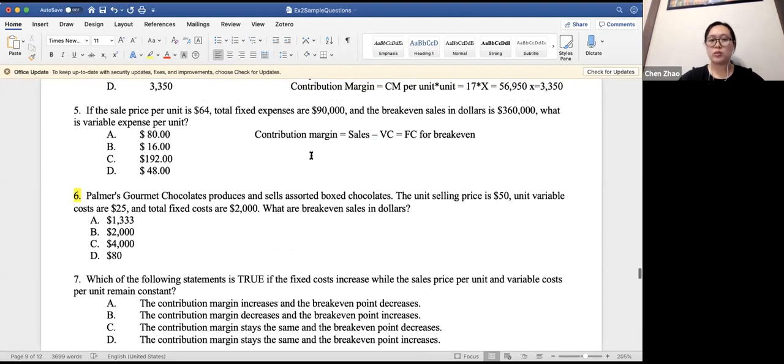So what is sales? Break-even sales, it says it's 360,000, and then minus variable cost. What is variable cost? We don't know our variable cost, right? So variable cost equals V times X. We can just write it down here. That would be equal to fixed expenses, which is $90,000. Okay, tell me if you have already worked on here. Tell me if you have reached here.